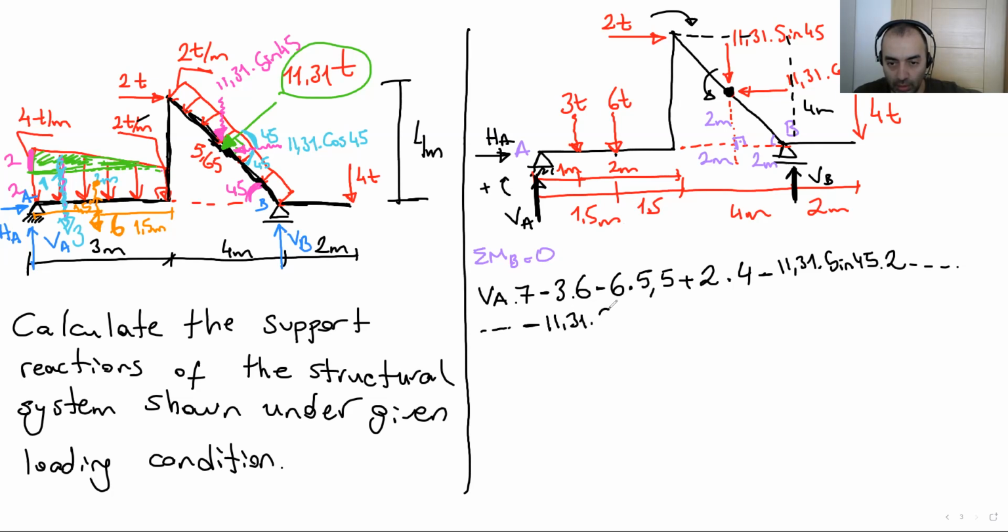11/31 times cosine 45 times, again here 2, right?